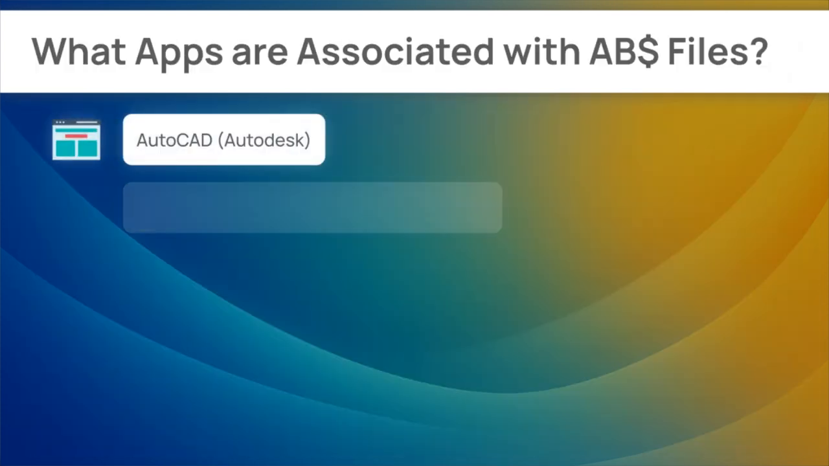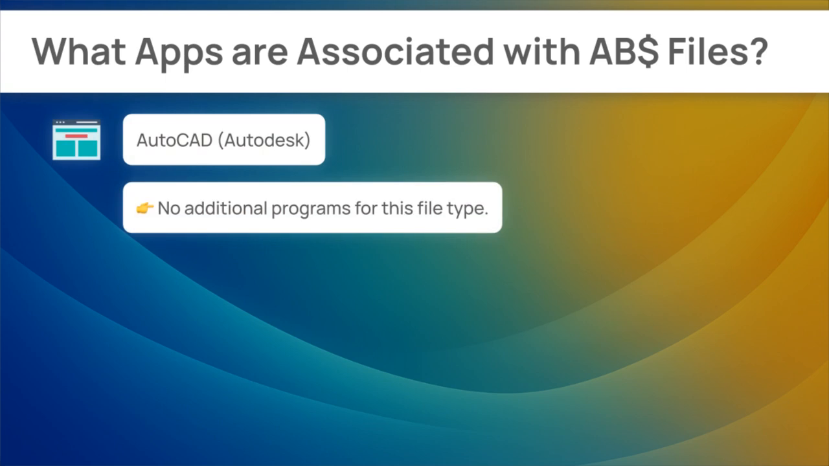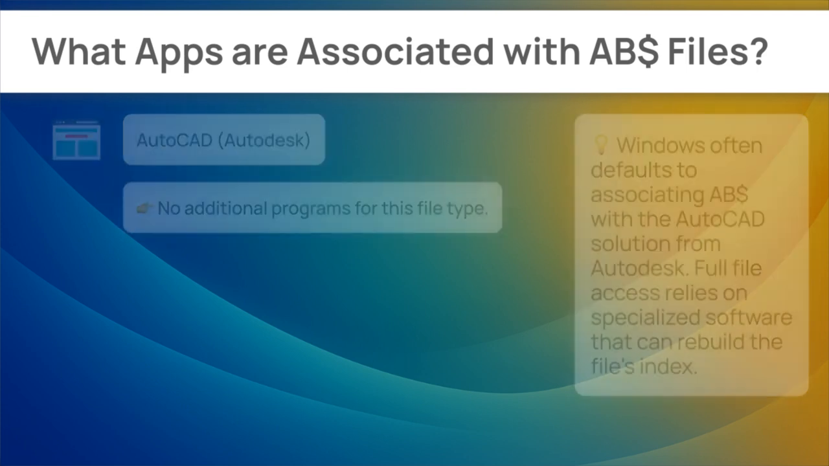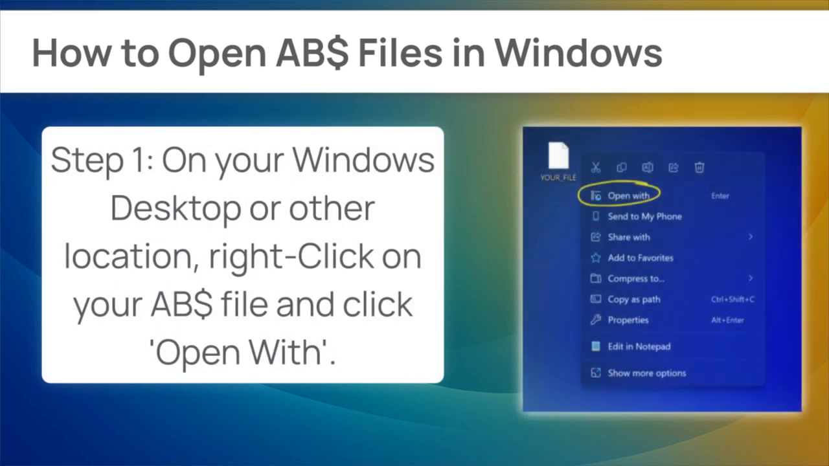Your primary software solution for AB$ files should be AutoCAD from Autodesk. The complex compression ratio is not supported by standard Windows decompression tools. Windows doesn't understand the internal backup schema, so reading the data relies on matching software. Begin the search for the specific application handler.